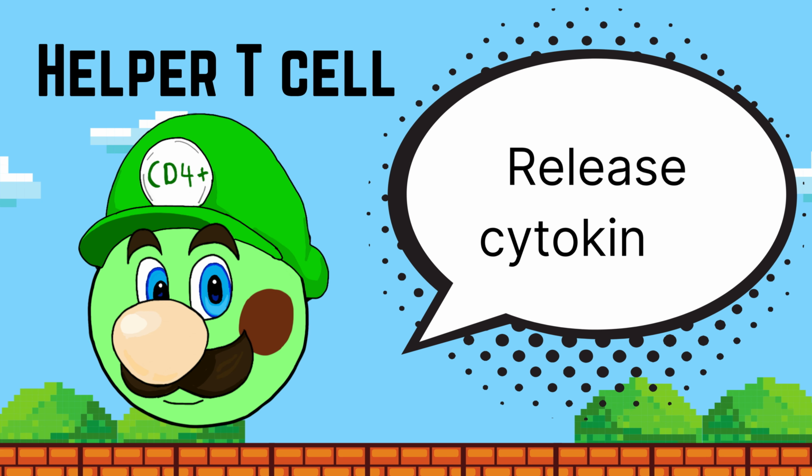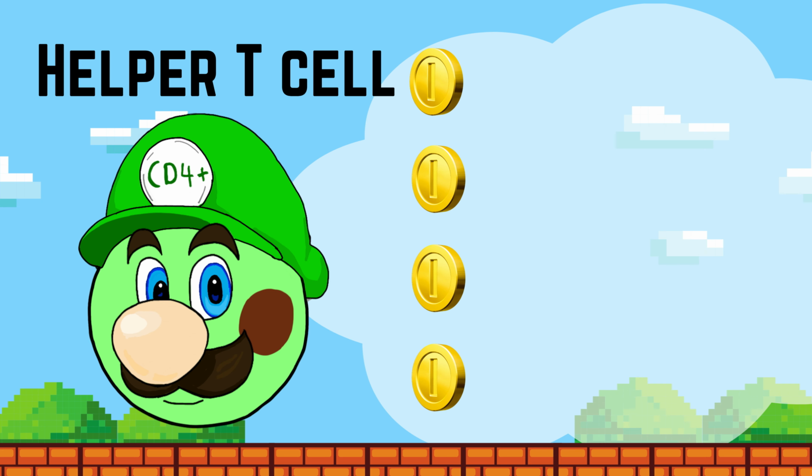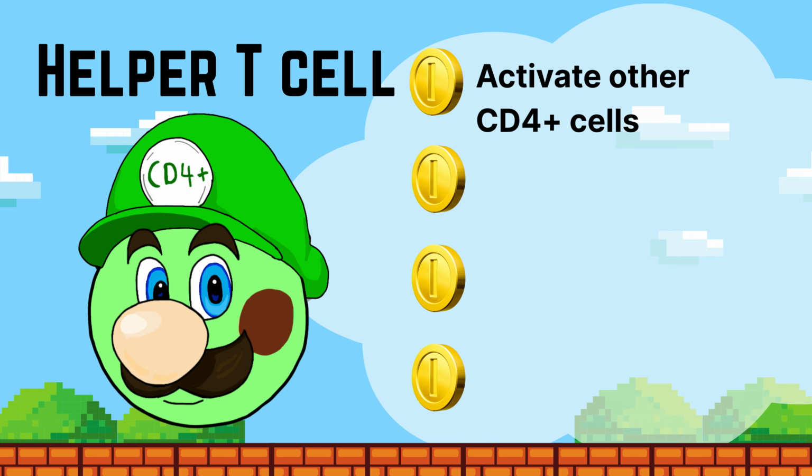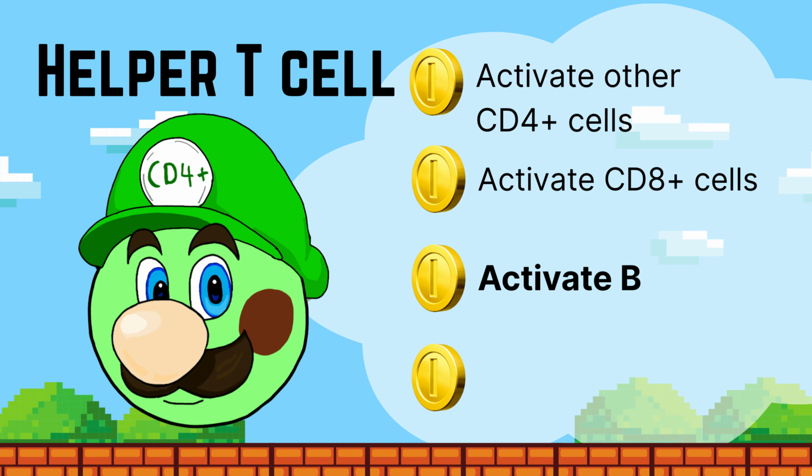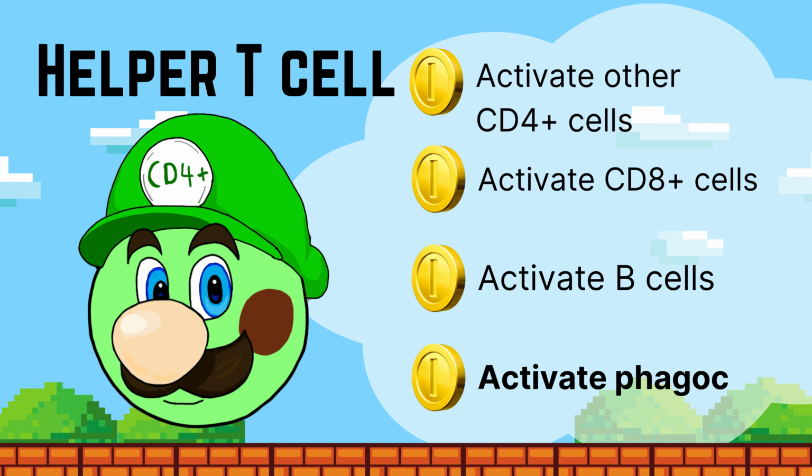These cells release cytokines which help other immune cells by telling them what to do. They activate CD4+ cells which amplifies their response, as well as activating CD8+ cells leading to enhanced killing. They also activate B cells to produce antibodies and activate phagocytes to perform phagocytosis.